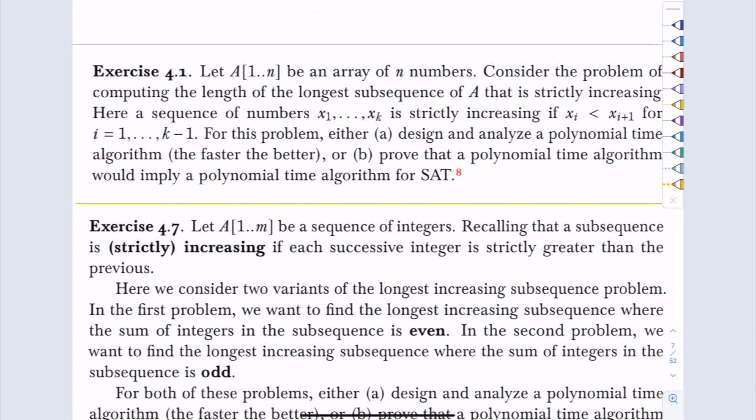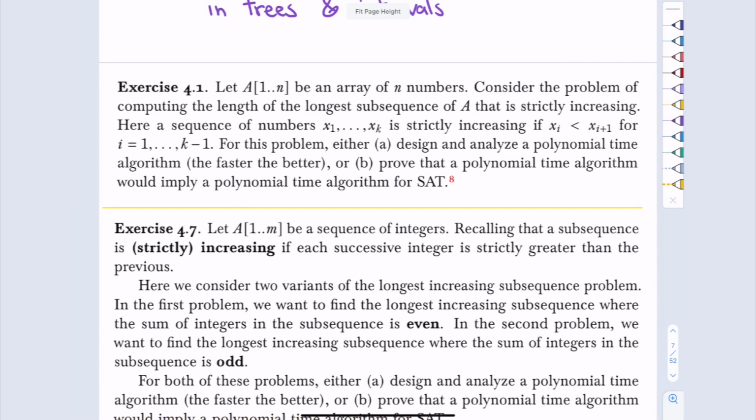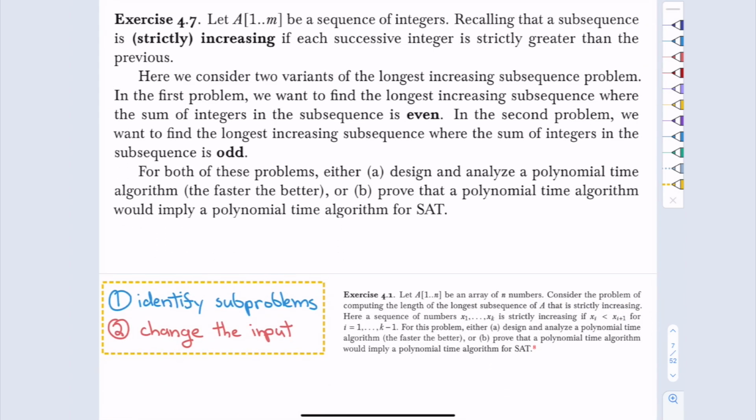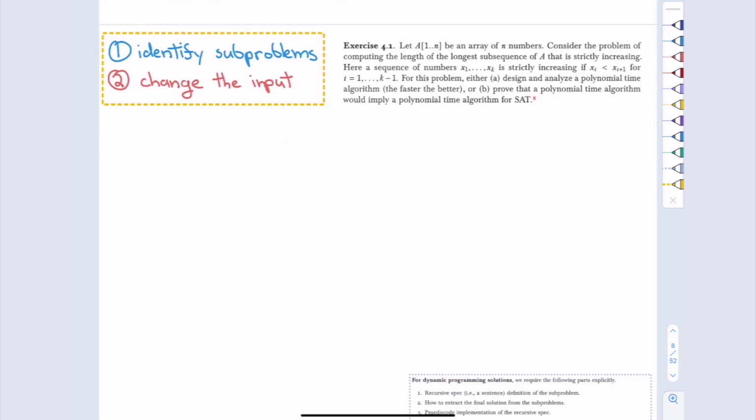Start with these longest increasing subsequence problems. So we'll focus just really on the top part first. You're given as input an array of integers, and the goal is to find a subsequence where the numbers are strictly increasing. By now we've seen this problem several times, even in graphs and stuff like that, so I think that instruction is hopefully clear. Okay, so, all right.